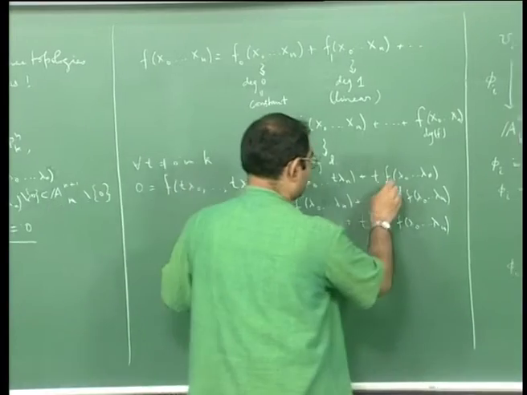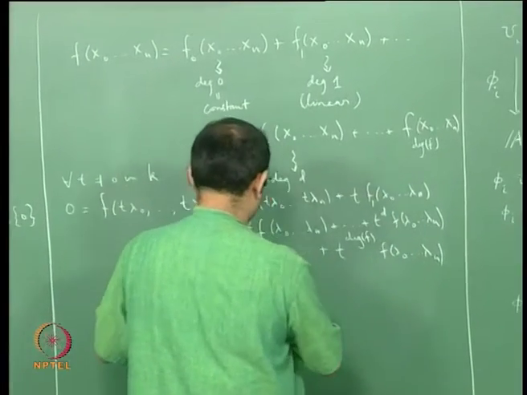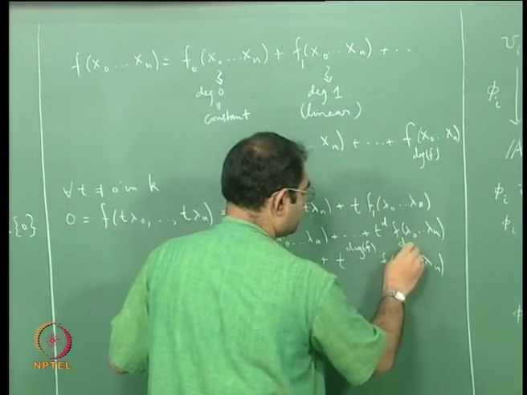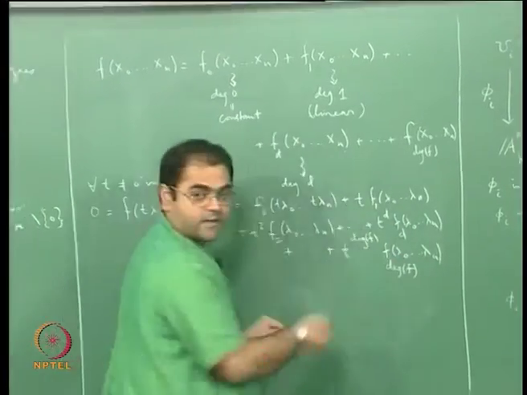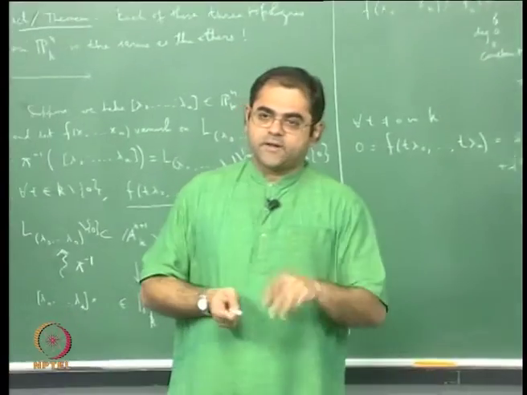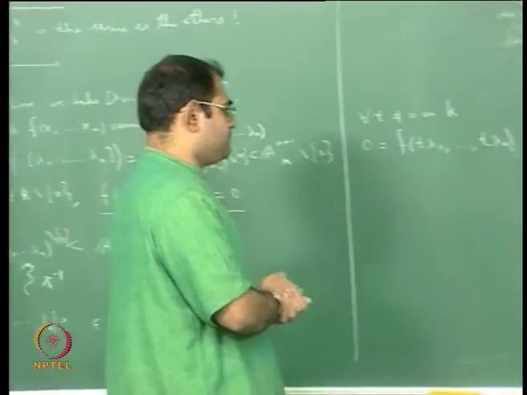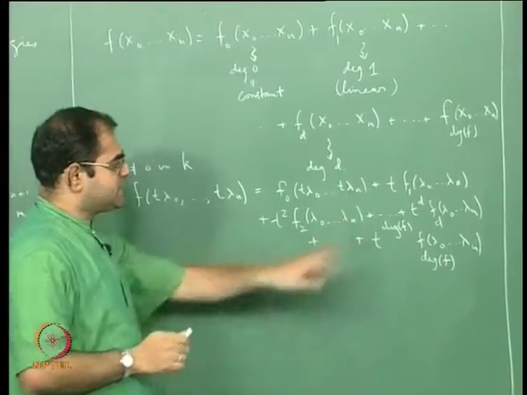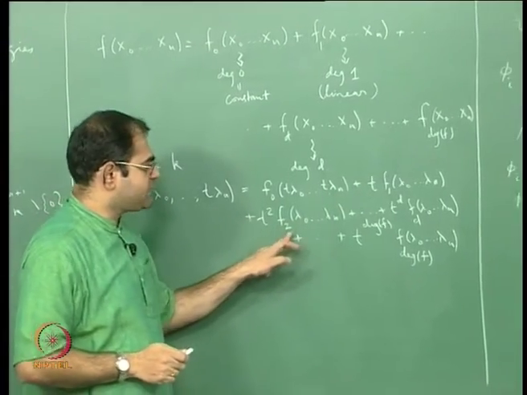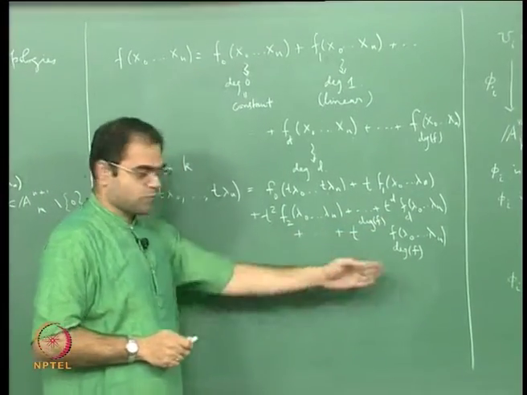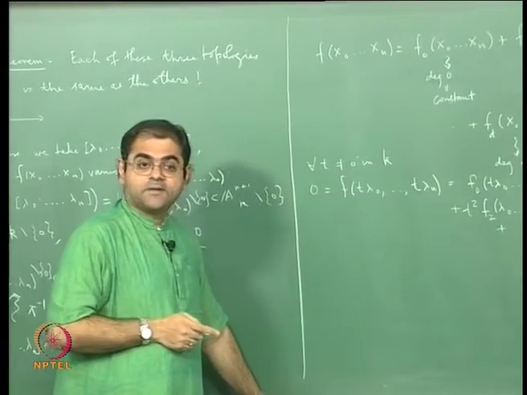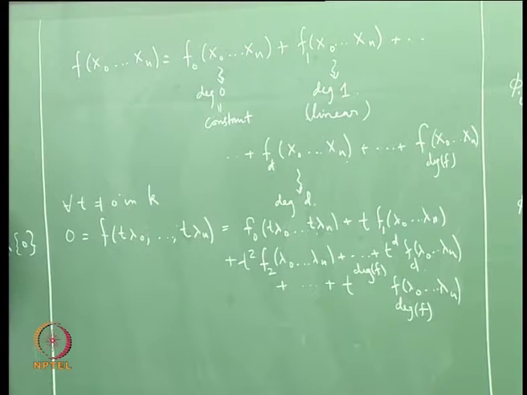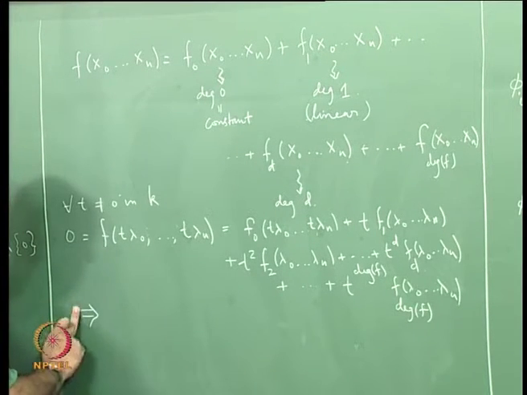Sorry, you're right, I should put f1, f2, fd, and f sub degree f. These should not be f, they are the corresponding homogeneous components. So this is t times f1, t squared times f2, t power d times fd, and so on.